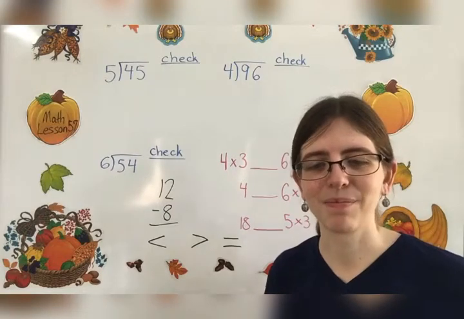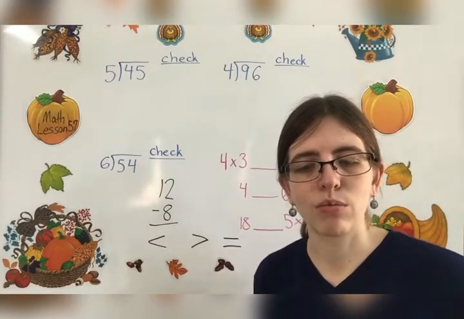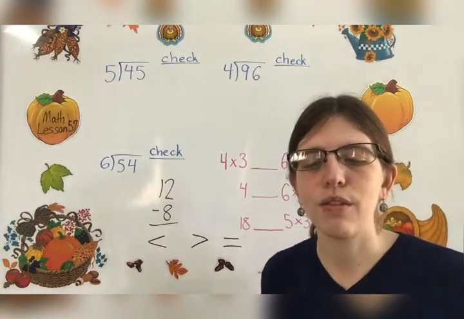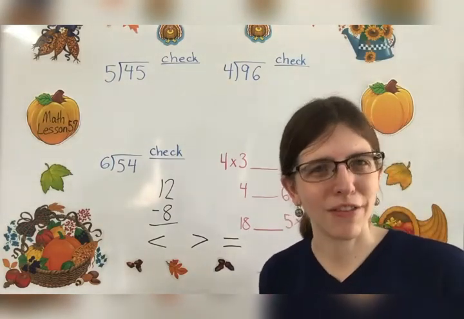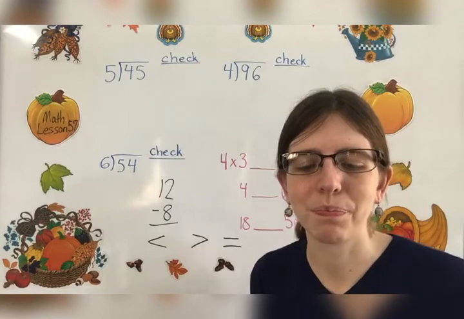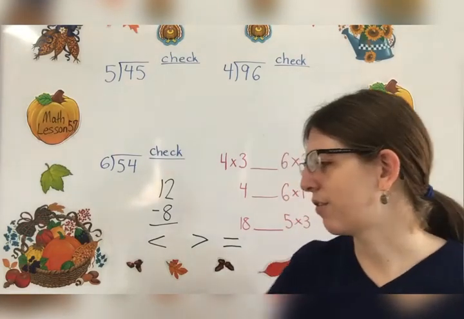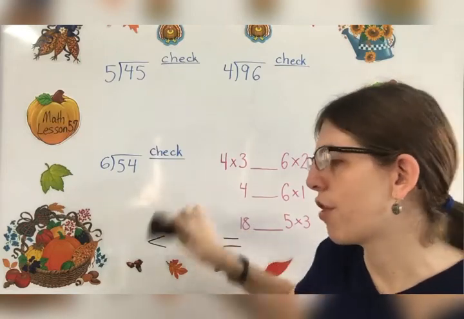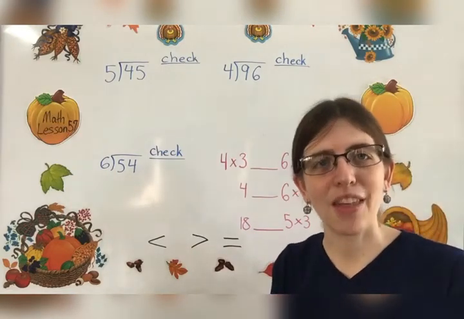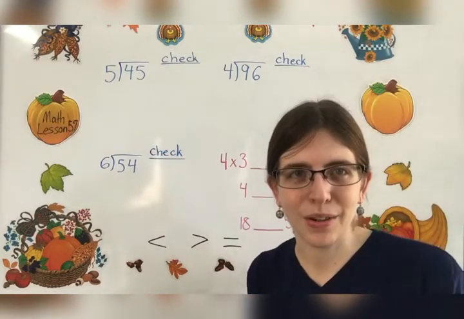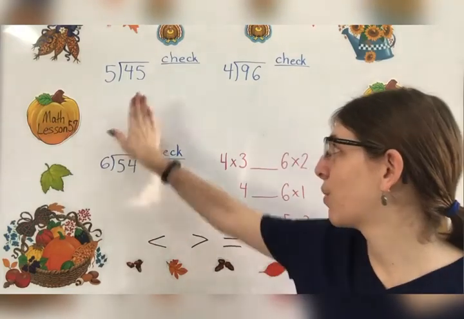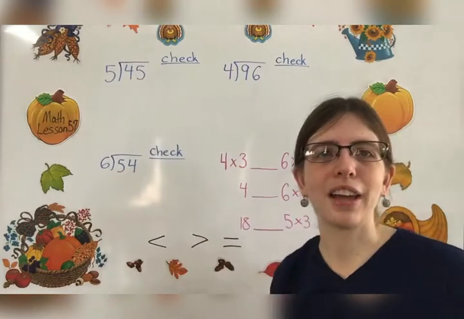Nice and easy. Number 2 says, write the quotients. So you need to divide 32 divided by 4, 40 divided by 5, and so on. Number 3, divide and check. Okay, we are going to do the first 3 of these problems together on the board, and then you need to do number 4 by yourself. Okay, so letter A is 45 divided by 5.